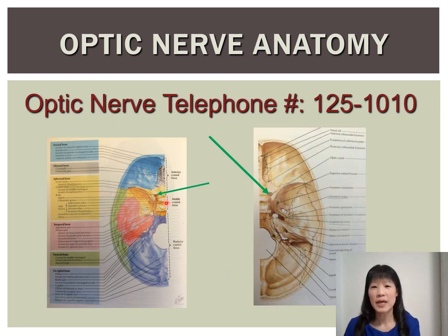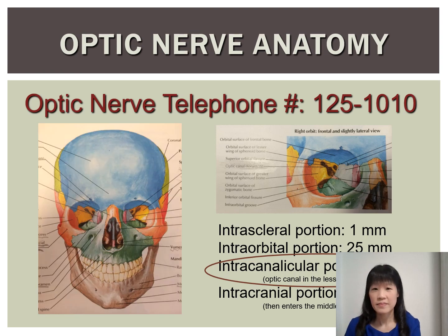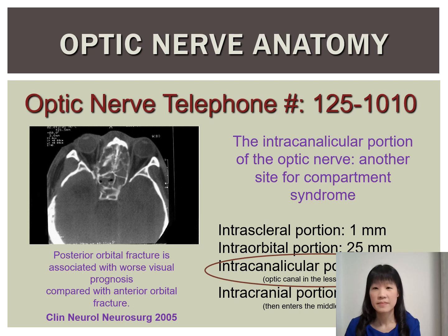But the sphenoid wing has a lesser wing and then a larger wing. So this tiny little structure is the lesser wing. This is the larger wing, or the greater wing. And then the optic canal here is in the lesser wing of the sphenoid bone. And this is 10 millimeters. So again, that's a little hole here in that yellow sphenoid bone.